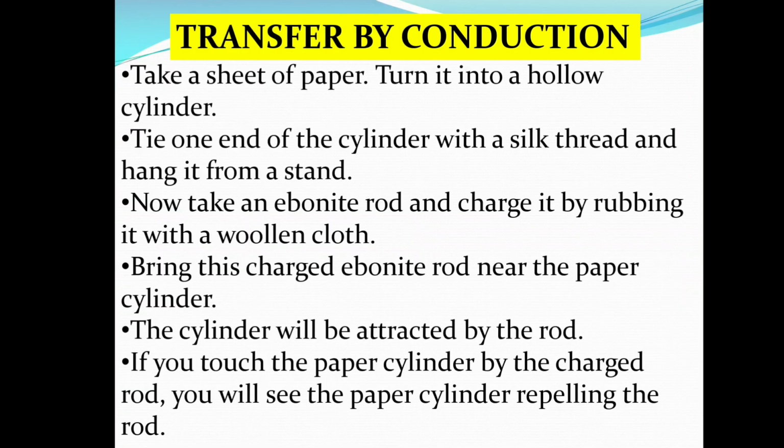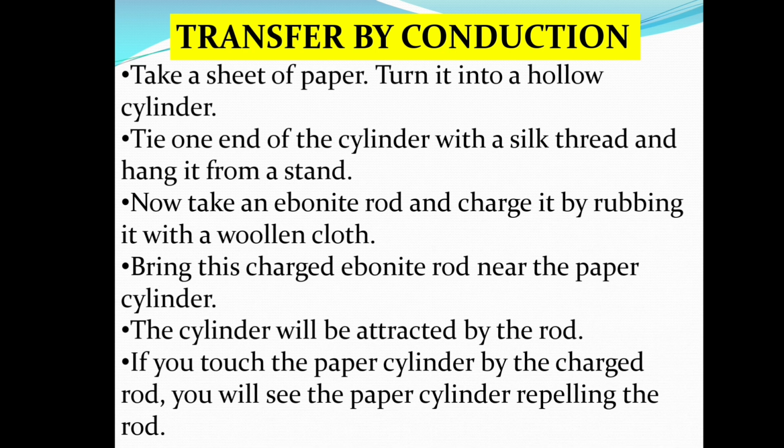So you are making a hollow cylinder from a sheet of paper and you are tying one end of the cylinder with a silk thread and hanging it from a stand. Now you are taking an ebonite rod and charging it by rubbing it with a woolen cloth. Bring this charged ebonite rod near the paper cylinder. The cylinder will be attracted to the rod.